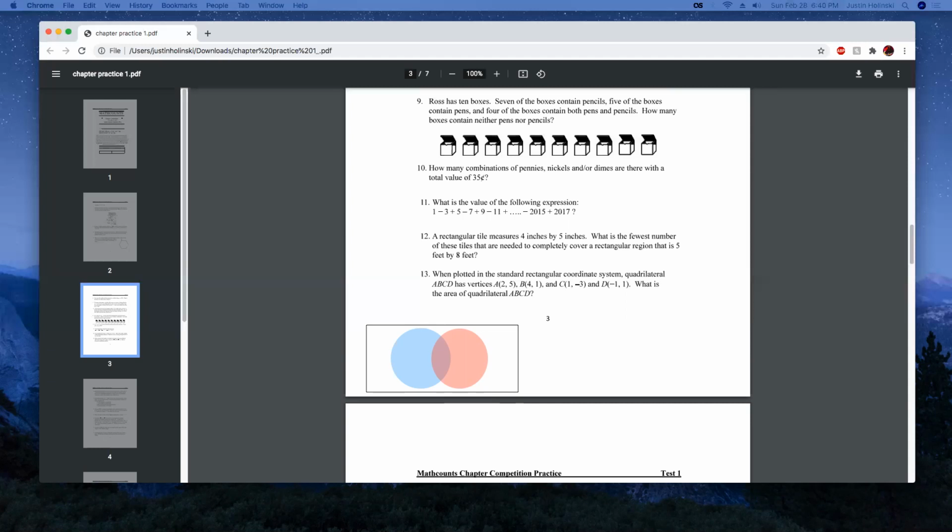So that means that 7 of the boxes contain pencils. I like to start with either the overlap or neither. So neither we don't know, so x. And then 4 contain both. In the remaining parts of red, there's just 1. And in the remaining parts of blue, there are just... no, not 2, I'm subtracting from 7, so there are 3. So that's my Venn diagram.